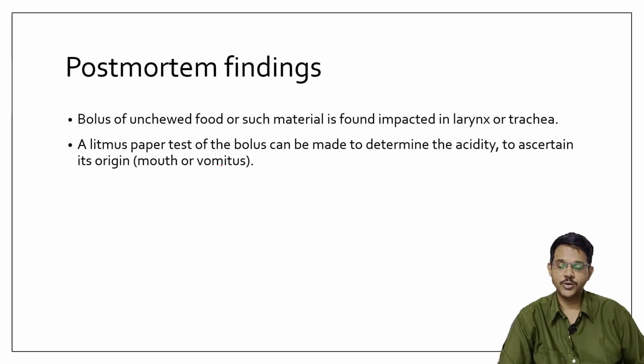Postmortem findings in choking. Mainly there is a bolus of unchewed food, and such material is found impacted in the larynx or trachea, or some other material may be present. A litmus paper test of the bolus can be made to determine the acidity, to ascertain whether it is from the mouth or vomitus. If it is vomitus, usually it will be acidic in nature.